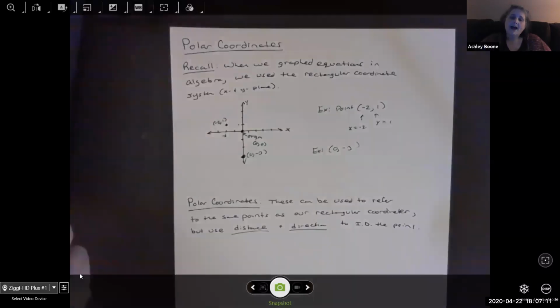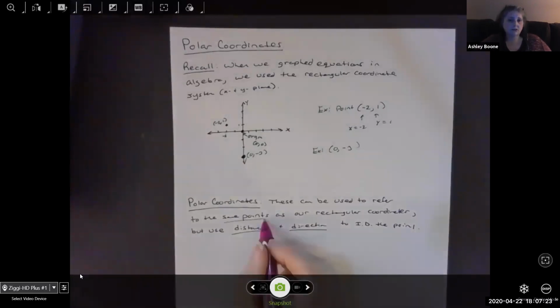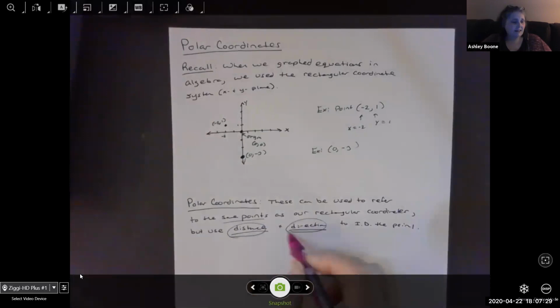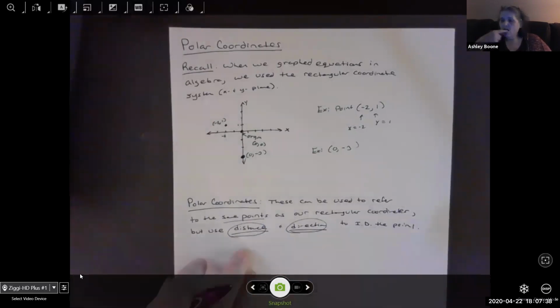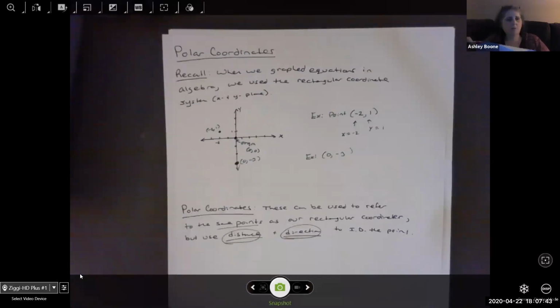Well, we have another type of system we can use for graphing. They're called polar coordinates. And when we think about polar coordinates, these are used to refer to the same points, really, as your x and y points, but we use distance and direction to help us identify where the points are instead of an x and a y value. So let's look, for example, at something we've done in the past.